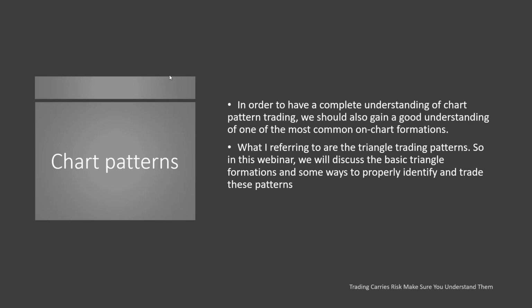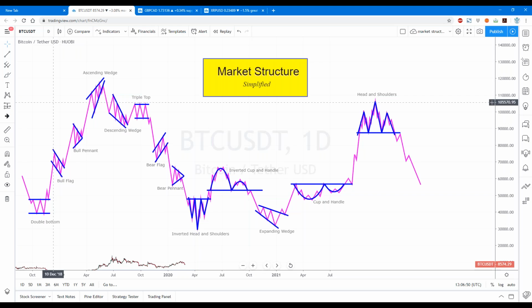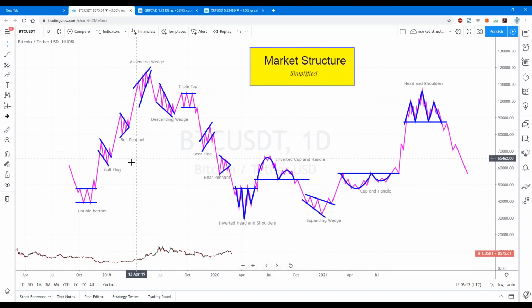So let me share a little screen I have for you. Here we go. And what I call this is market structure. There are many, many patterns out there. Double tops and double bottoms, triple tops and triple bottoms aren't really parts of what I call chart patterns. They're just visible steps. Chart patterns are made up of things like bull flags and bull pennants, descending wedges, ascending wedges, ascending triangles, descending triangles, bull flags and bear pennants.